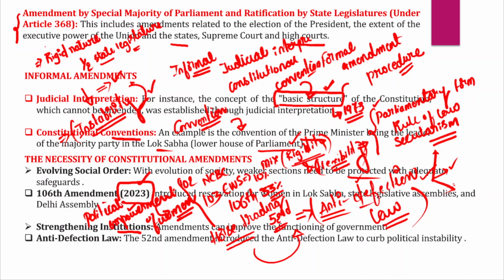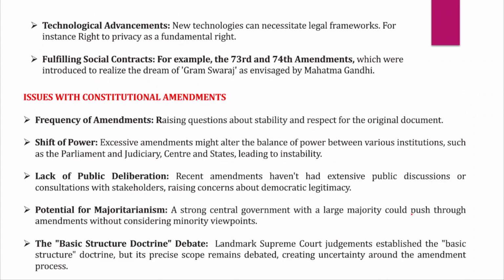And if a nominated member of the state legislature or even Lok Sabha joins any political party after 6 months, then also he will be disqualified under the anti-defection law, right? So this aims to ensure stability in the political system by preventing the defection of the elected members from one party to another party.